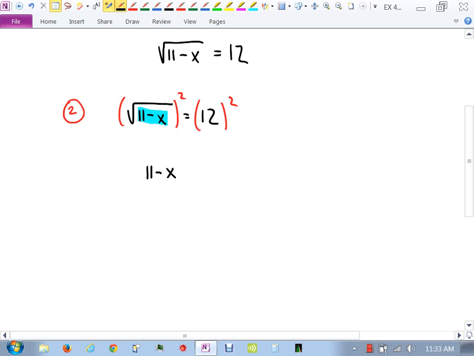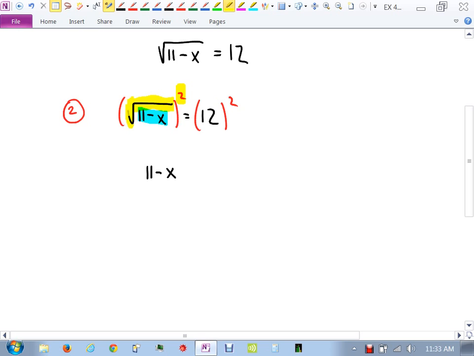11 minus x. Because of this squared, and because I have a square root, those two things wipe each other out. The first one says take the square root. The second one says square it. So basically it's a wash. Nothing happens. And what's underneath is the only thing that's the result. Whatever was underneath is basically unaffected.